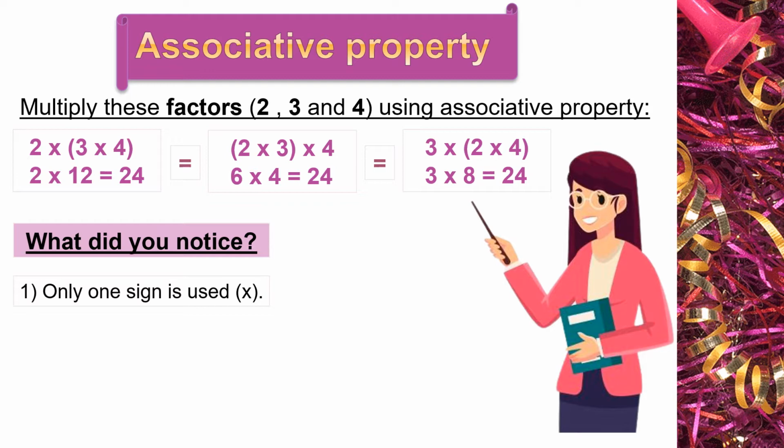only one sign is used. Here in associative property, I use only one sign. One sign like this. I have here times only. I don't have any other sign, like distributive property. Do you remember distributive property? We used times and plus, but here I used times only. So only one sign is used.